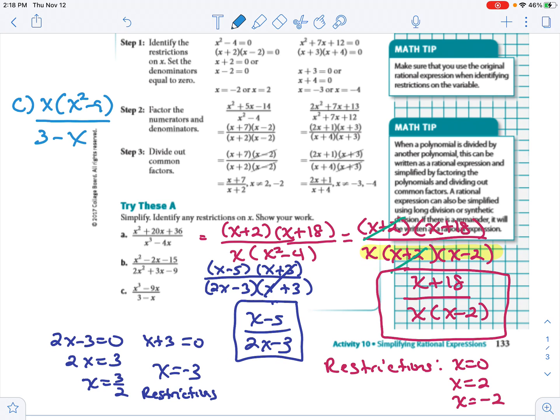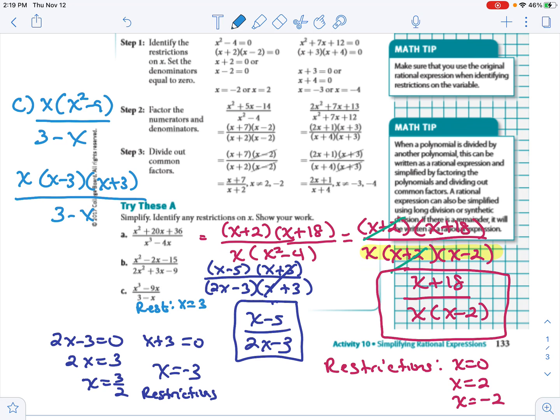Now the top can actually be refactored because I see a difference of squares. So I have x times x minus 3 times x plus 3. And on the bottom, I actually have 3 minus x. So at this point, I can identify my restriction because the bottom is all the way factored out. It didn't need any factoring. And so 3 minus 3 is 0. So I do know that my restriction is x equals 3.